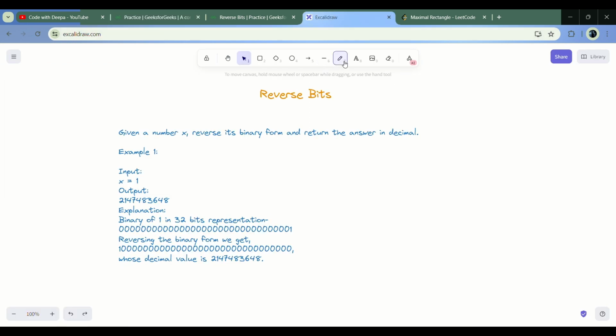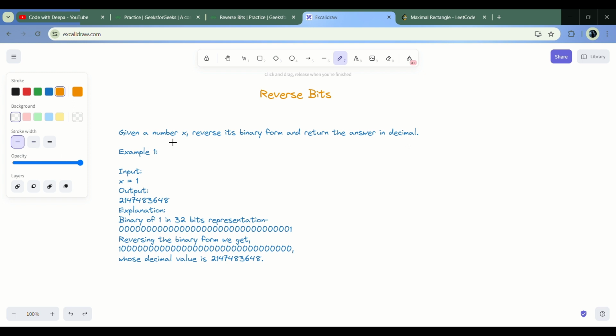Okay, so the problem is: given a number x, we have to reverse its binary form and return the answer in decimal form. So now let us first see what a binary form and a decimal form of a number is. Generally the numbers which we use in our day-to-day life, like 10, 5, 2 and any natural number, is a decimal number.